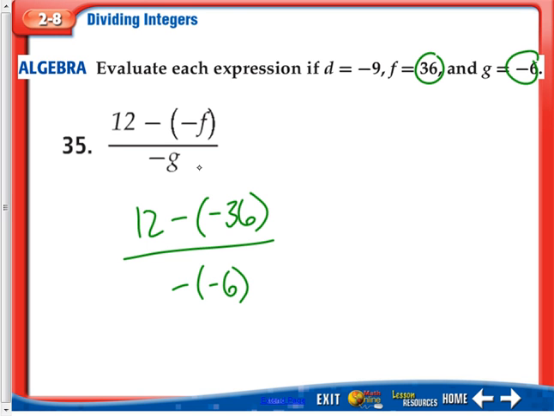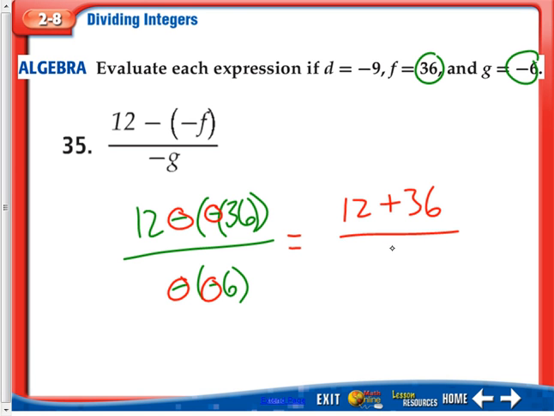So here it was negative f, but we put negative, and f is a positive 36, so I didn't put that inside parentheses. I just wrote 36 down. You could, however, write a parentheses right there, so that way we have negative 36. Okay? Now, what I see here is I see an uh-oh right here, and I see an uh-oh right here. So let's rewrite this as 12 plus 36 all over 6.